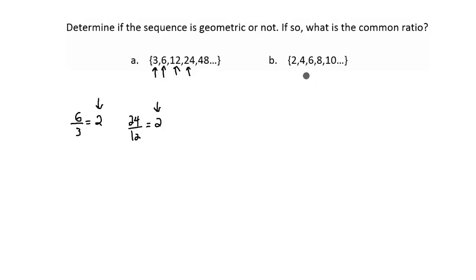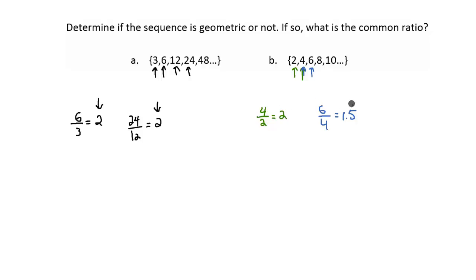So let's take that technique to part B. We have another sequence, 2, 4, 6, 8, 10, and I'm going to take my second number and divide it by my previous one. So 4 divided by 2 is going to be 2. Then we take 6, divide that by 4. 6 divided by 4 is 1.5. That's our ratio. And you can see that that's different than 2. So we know that our ratio is not going to be common.